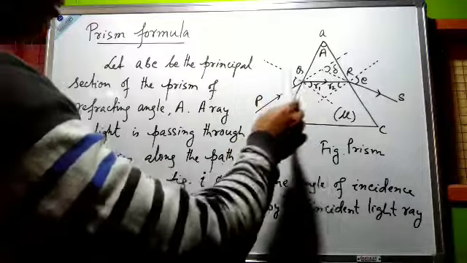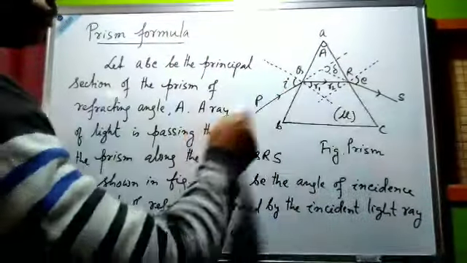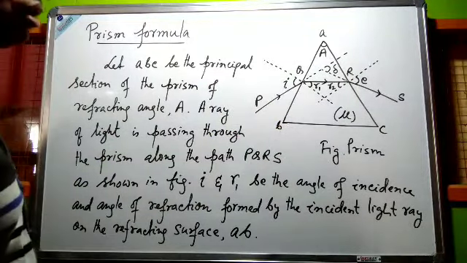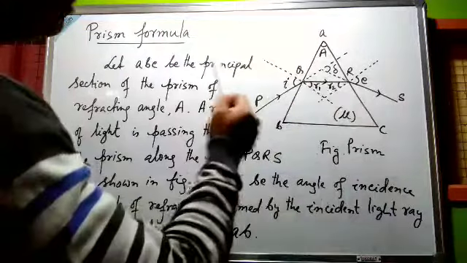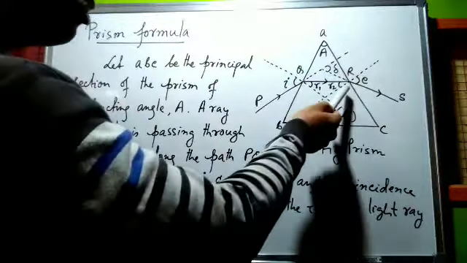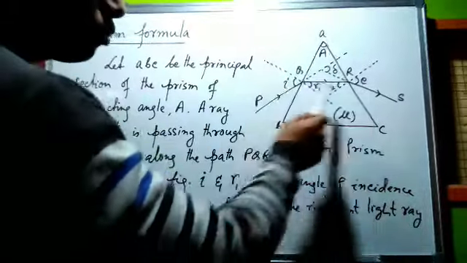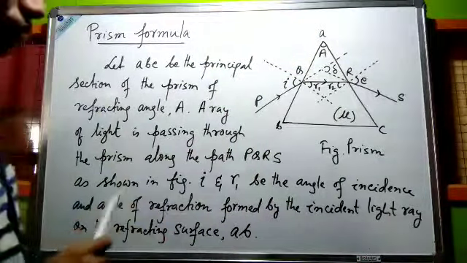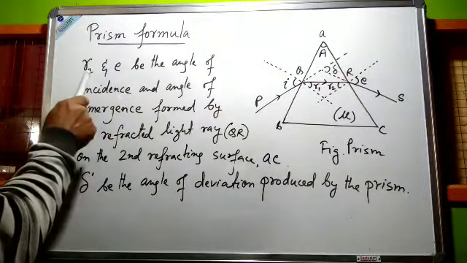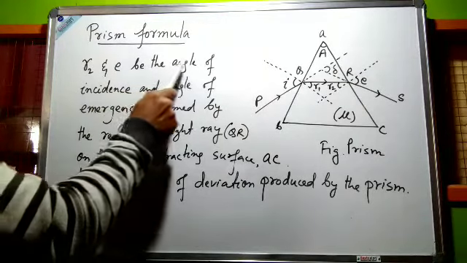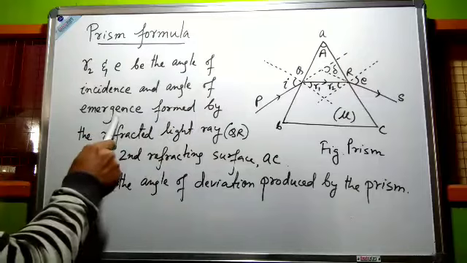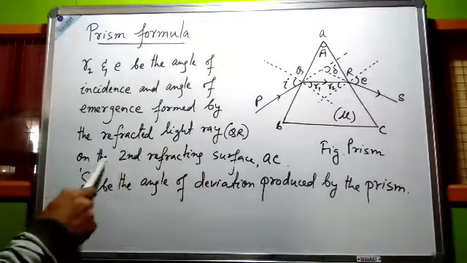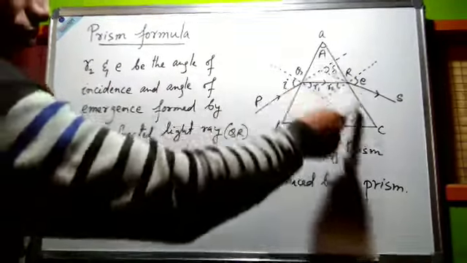The incident light ray PQ falls on the first refracting surface, and the angle of incidence is I and the angle of refraction is R1. Next, small r2 and E are the angle of incidence and angle of emergence formed by the refracted light ray QR on the second refracting surface AC.